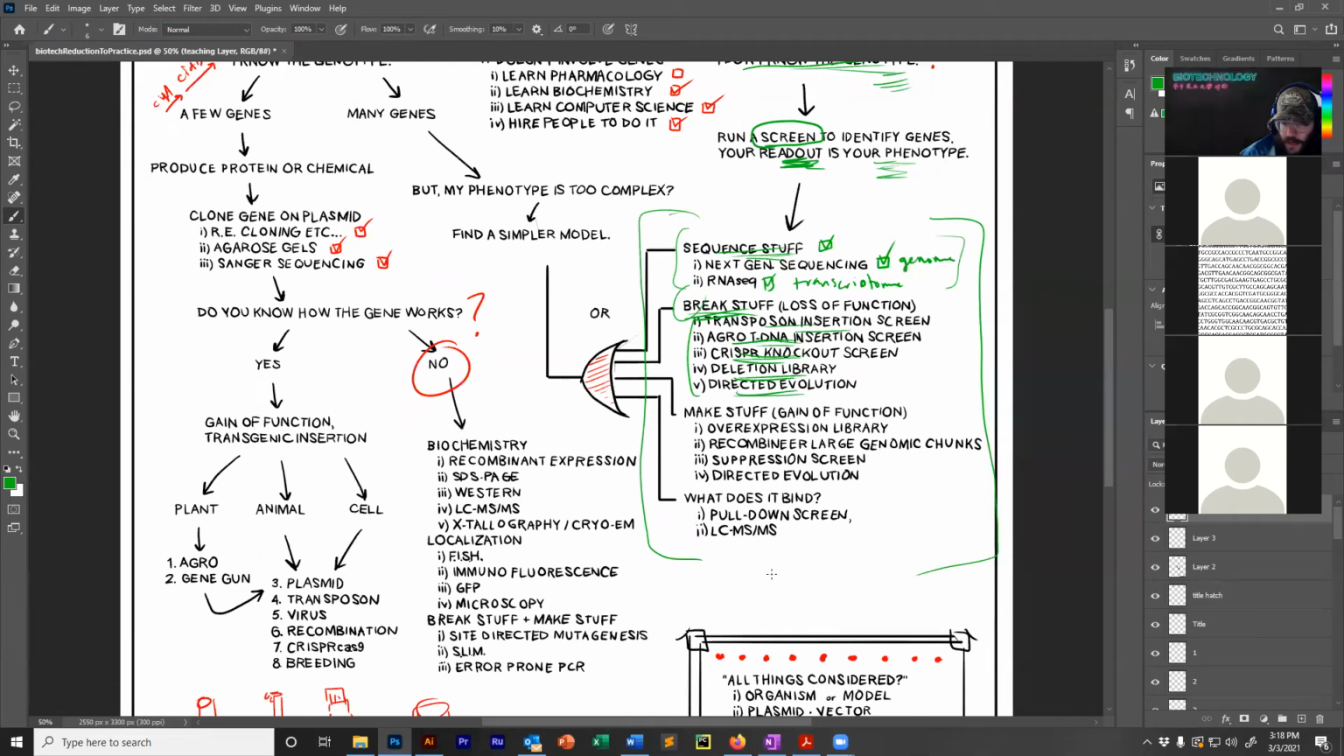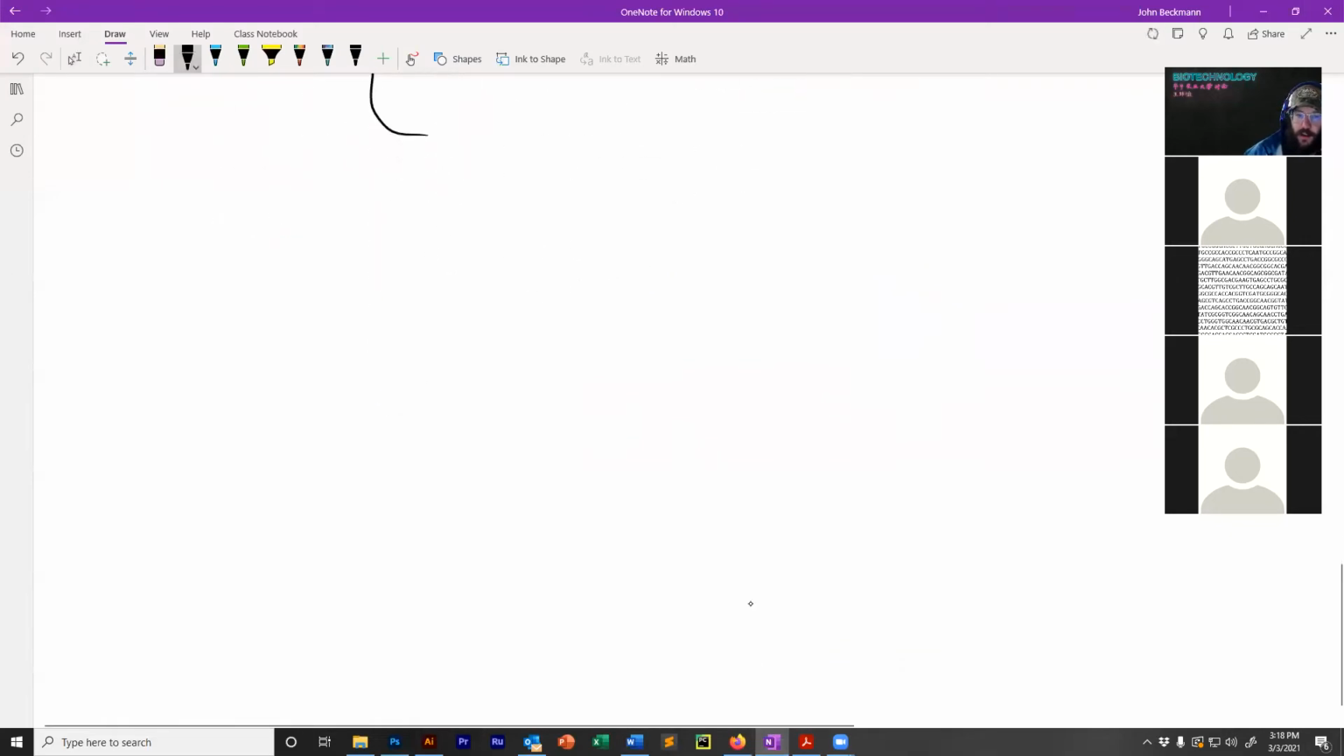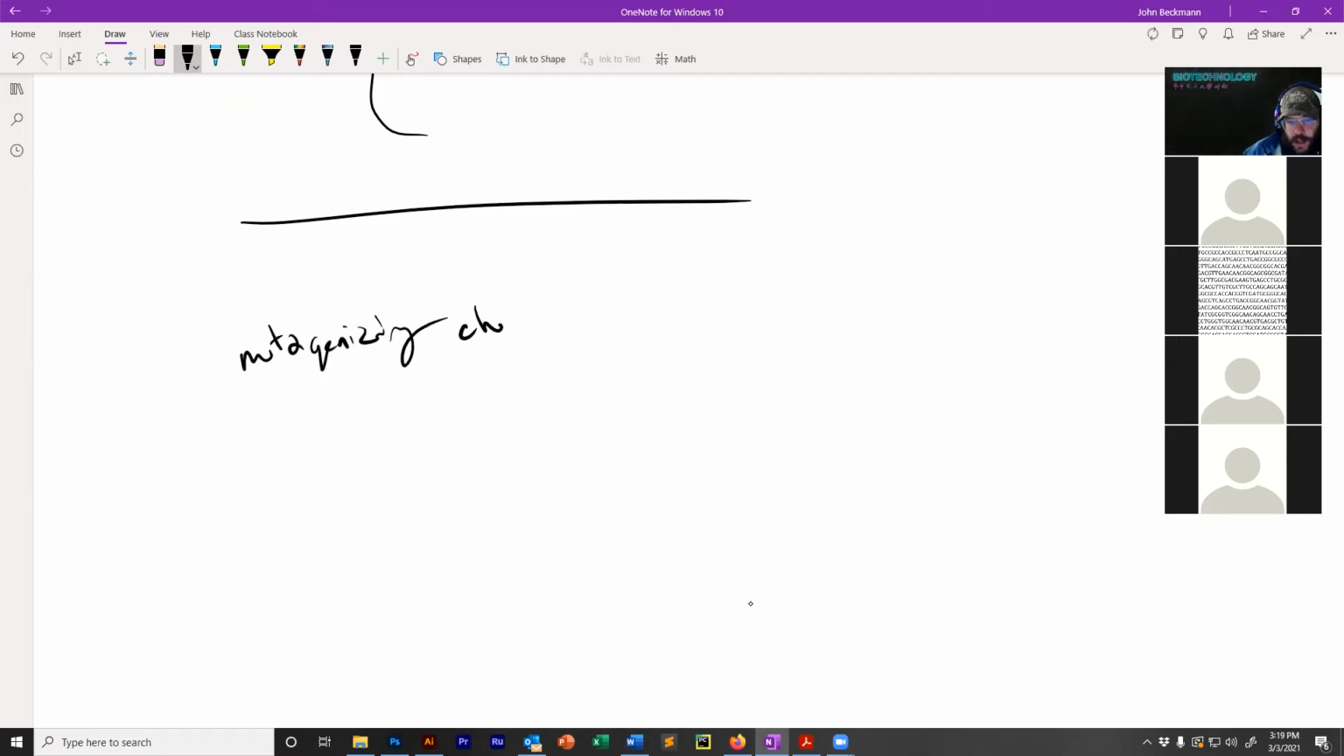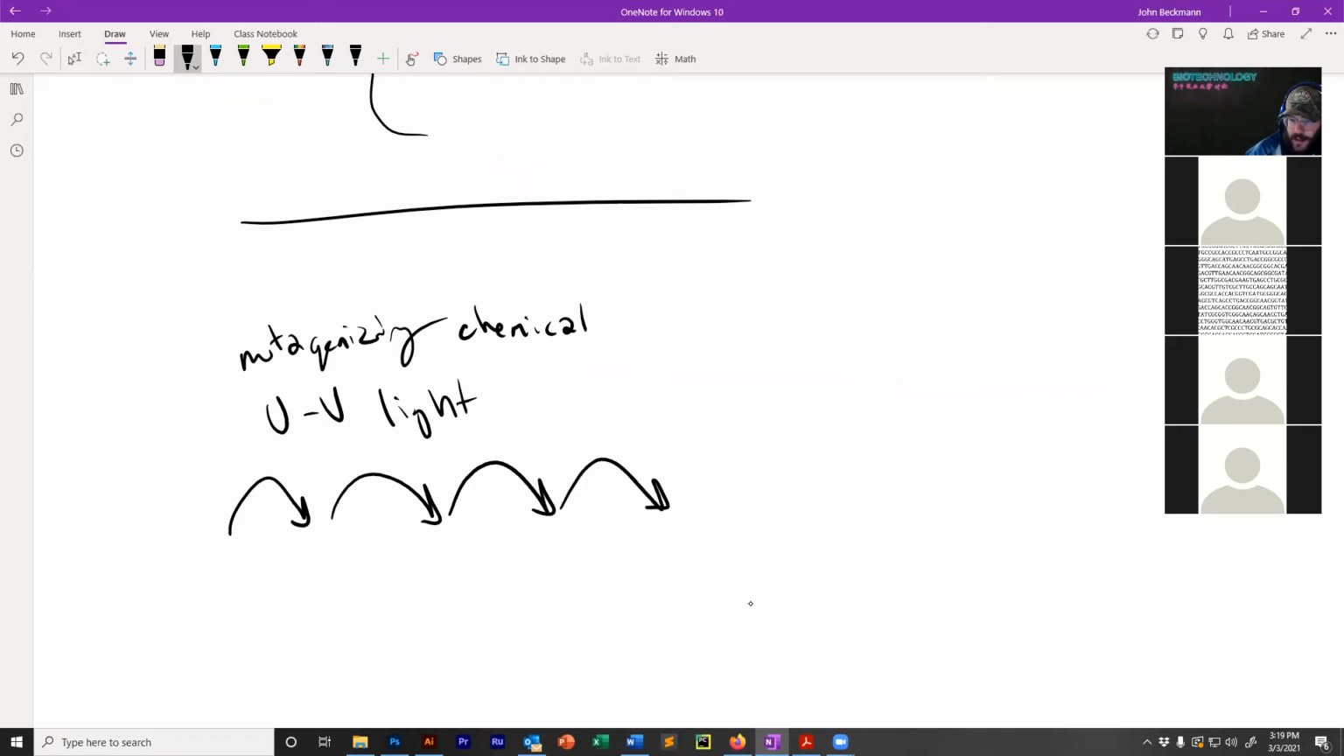And then we've kind of talked a little bit about directed evolution. Directed evolution would be the scenario where you're mutagenizing with some kind of chemical. You could add a chemical or UV light, inducing damage to the DNA, and you're having some kind of passage system where you're progressively trying to passage something towards some end state.